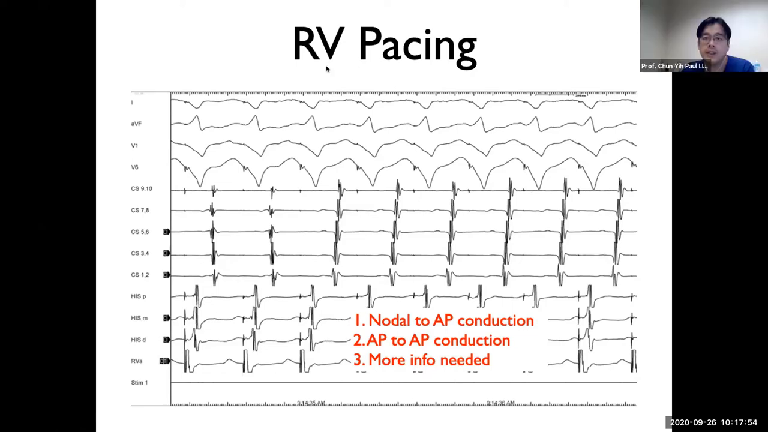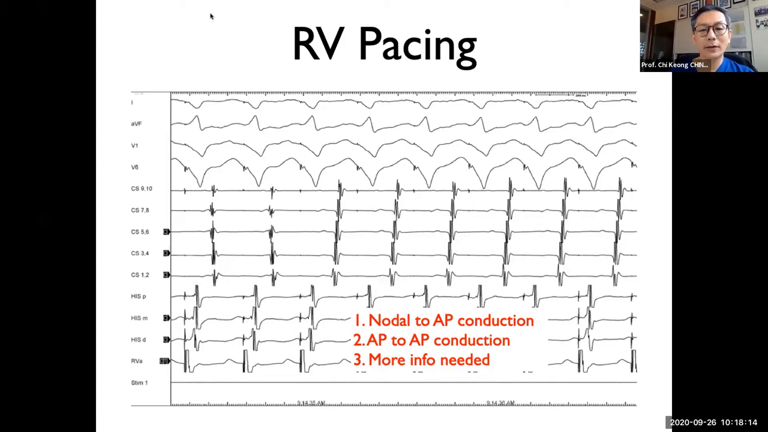Pacing was at the same rate, correct? No, it's slightly faster. Faster, okay. A little faster. It's straight pacing, decremental, rather than ramp pacing. Sorry, straight pacing, my apologies.